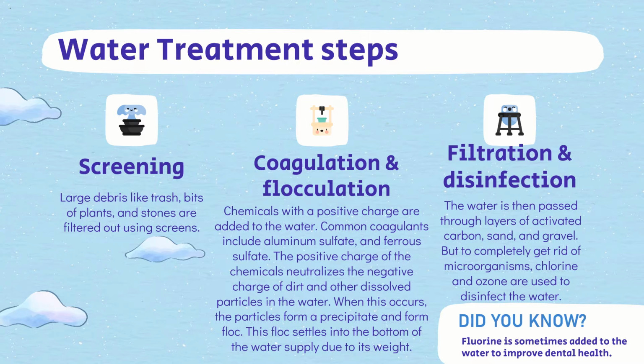So basically, these chemicals make the dirt that is dissolved in the water into a physical substance that can settle down. Next is filtration and disinfection. Even though there is no more dirt in the water, it should be completely clean to drink. So the water is passed through layers of activated carbon, sand, and gravel. But to completely get rid of microorganisms, chlorine and ozone are used to disinfect the water. And sometimes, if you knew, fluorine is added to the water to improve dental health.